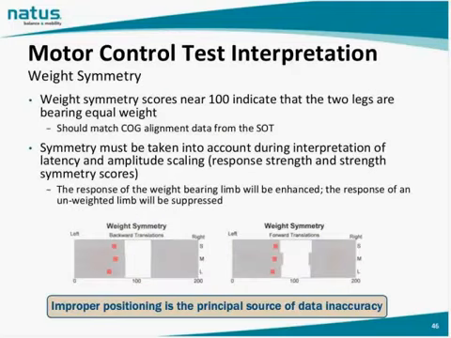Here we have an example of asymmetrical weight bearing at the start of the exam. So if you see this, and you saw this also on the sensory organization test, it is probably very consistent, assuming that all foot placements are correct and as they should be. You would also expect, as you see here, that the response on the weight-bearing limb could be enhanced and that of the unweighted limb will be suppressed.